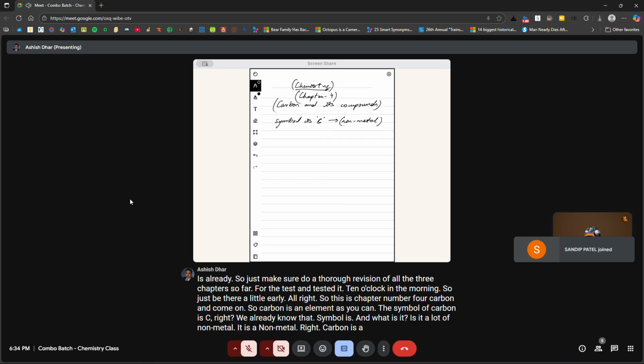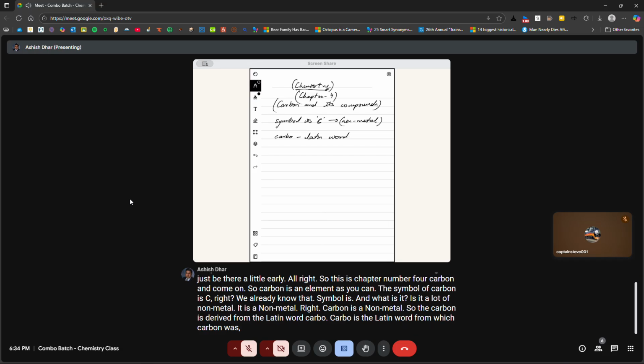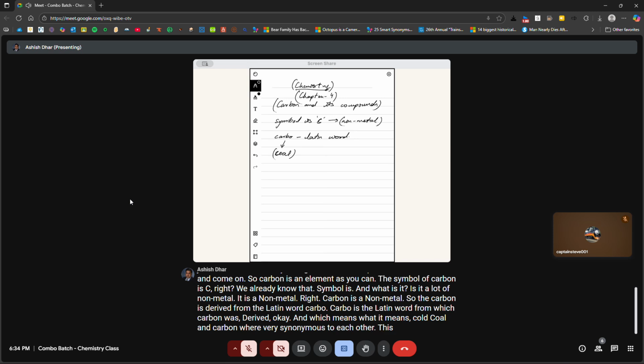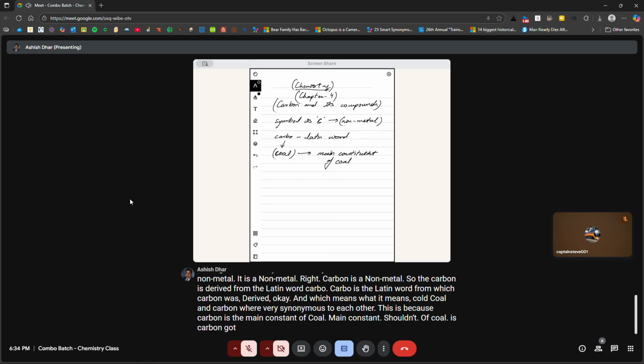Carbon is a non-metal. The word carbon is derived from the Latin word carbo, which means coal. Coal and carbon were very synonymous to each other. This is because carbon is the main constituent of coal. Main constituent of coal is carbon. Got it?